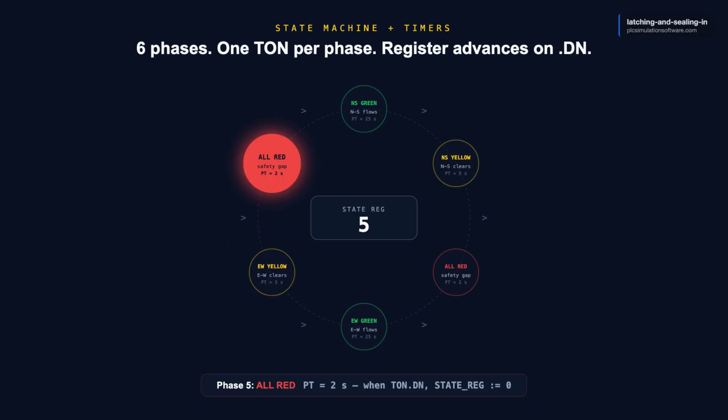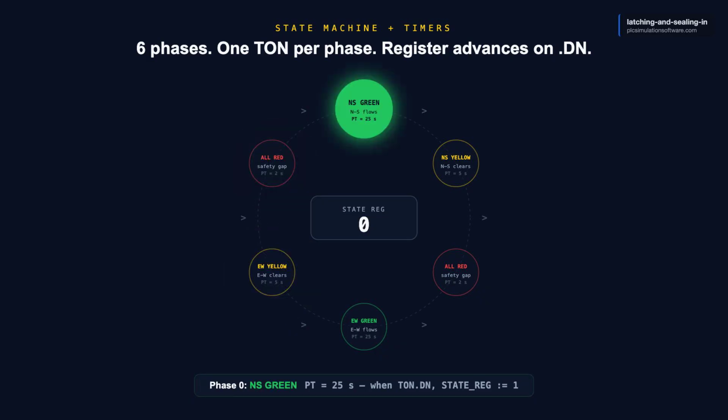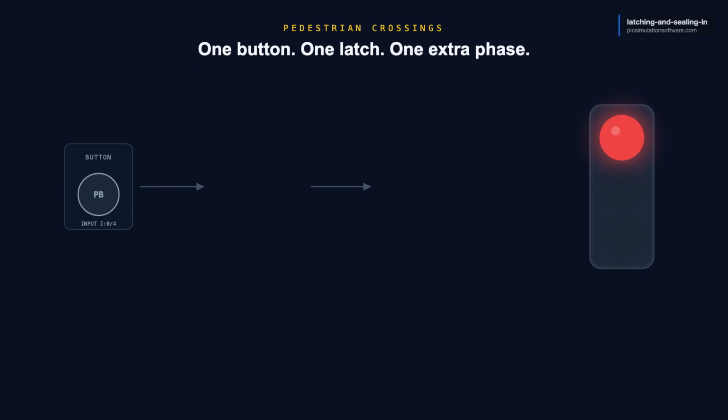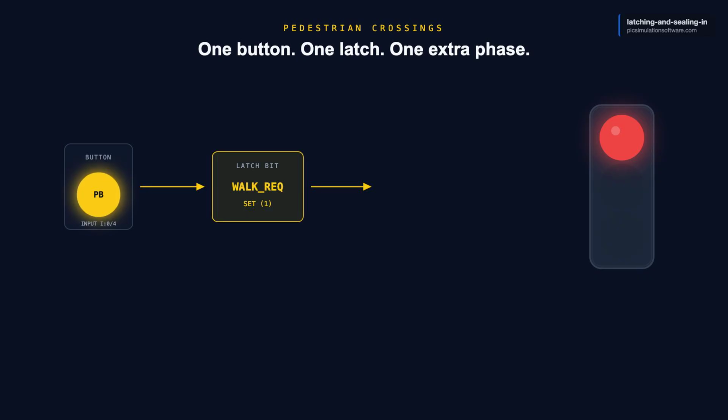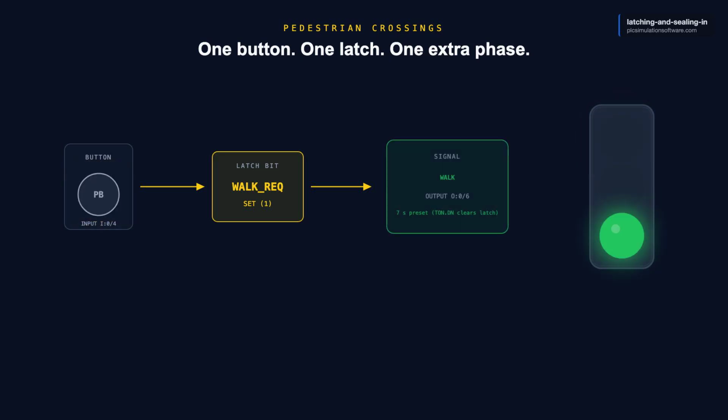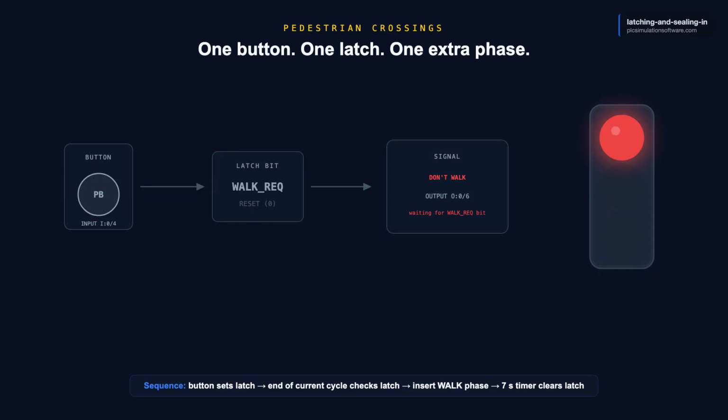Edge case number 1 is the pedestrian crossing, a pedestrian button on the corner. When pressed, the program holds the current cycle through to the next all-red overlap, then extends that all-red by 10 seconds for the crossing. The walk signal lights for the first 7 seconds. A flashing don't walk for the next 3. Then the cycle resumes. Implementation is 1 extra phase in the state machine.